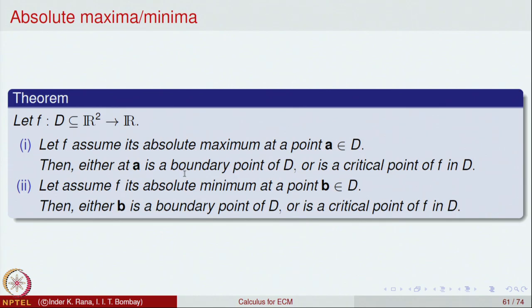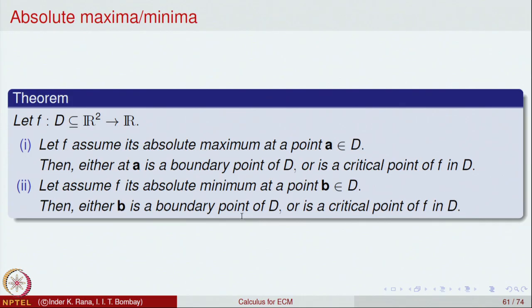So, that means either A should be a critical point or A is a boundary point. A critical point means either it is an interior point where both first order partial derivatives are equal to 0, or a point where at least one of the partial derivatives does not exist.